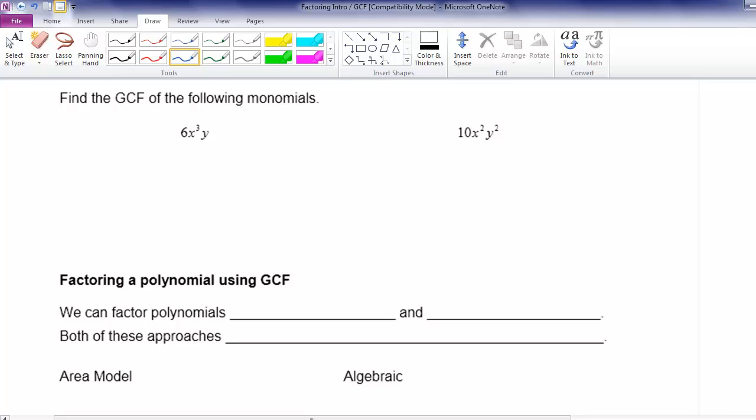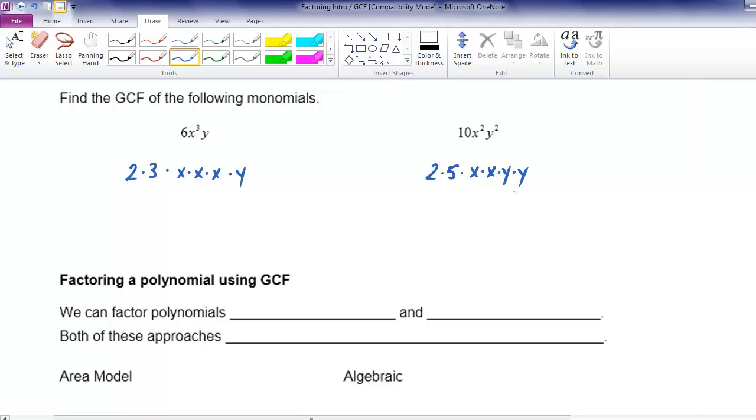And remember, those pieces are a product, which means when you put them back together, it's a multiplication. Then what we want to do is identify what they have exactly in common. So we can break apart 6x cubed y. We can break apart the number into 2 times 3, and x cubed is just x times itself 3 times, and times y. So here's the expanded form of that monomial. Similarly over here, the expanded form of this monomial is 2 times 5 times x times x times y times y.